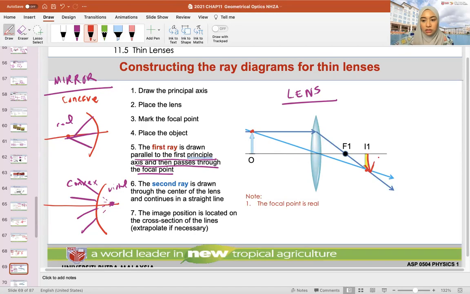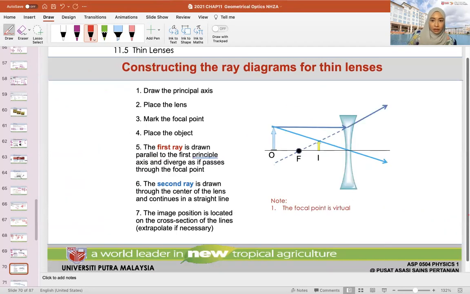In this case, your image is inverted, diminished, and real. Real, inverted, diminished. Okay, and then this one is converging lens or convex lens. This is diverging lens or concave.